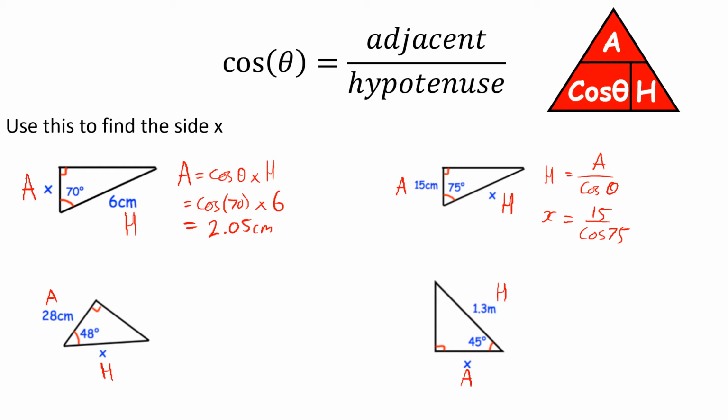That gives us a pretty horrible looking surd, but let's round it. It's 57.96 centimeters, or you could just have 58.0 if we're going to stick to one decimal place.